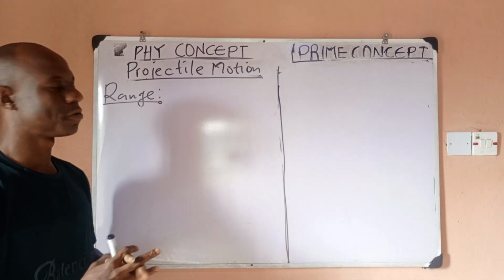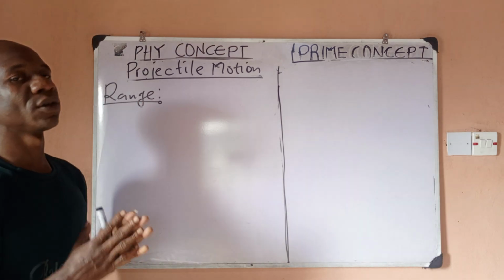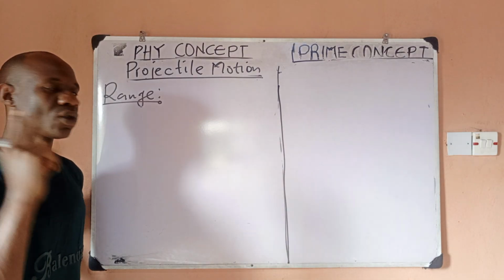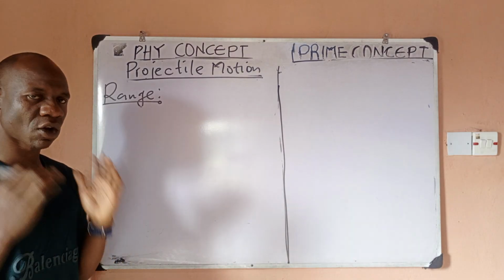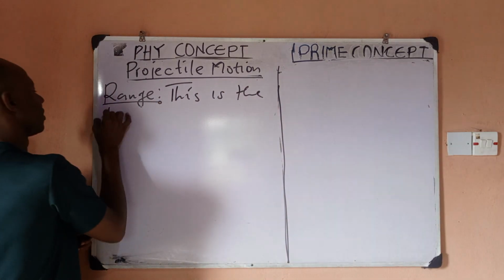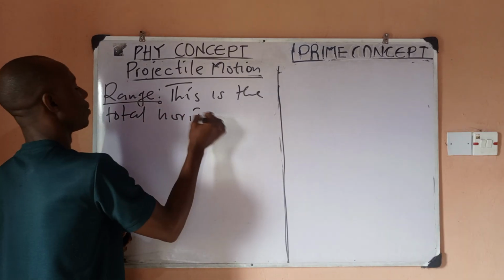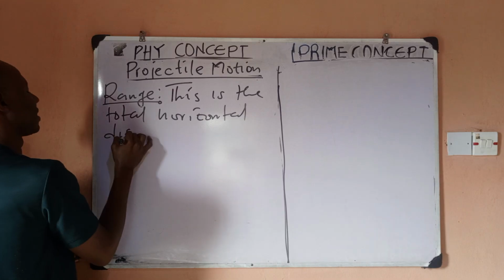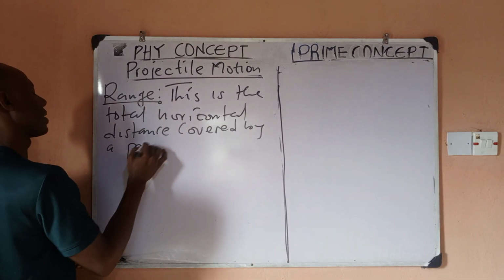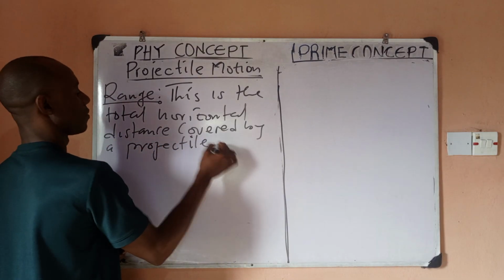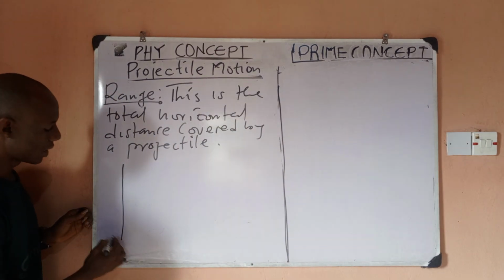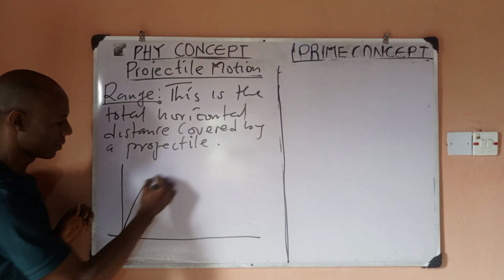So first, let's define horizontal range. Horizontal range is the total horizontal distance covered by a projectile. The total horizontal distance.